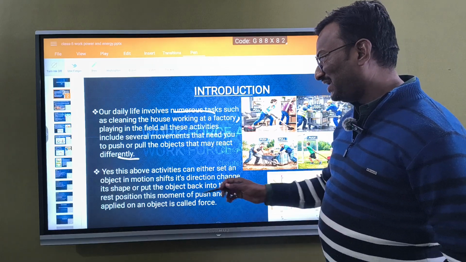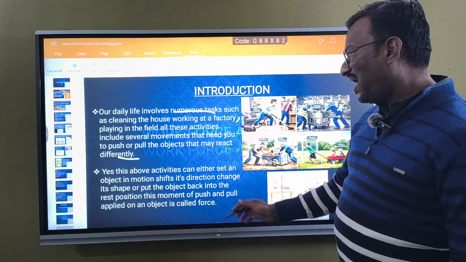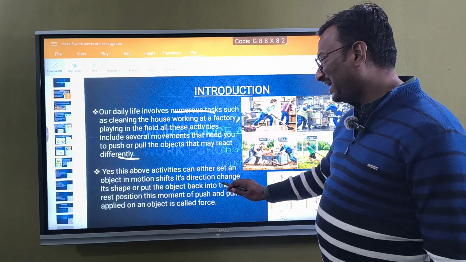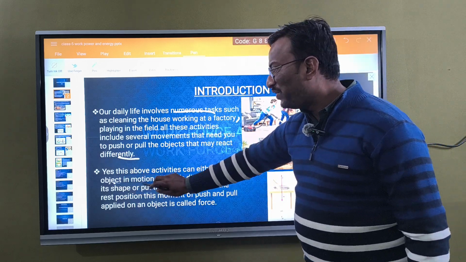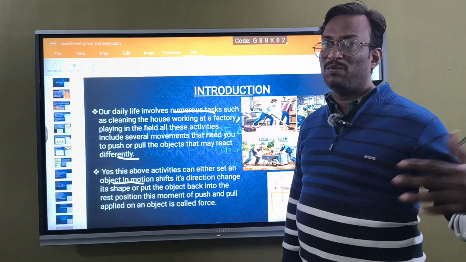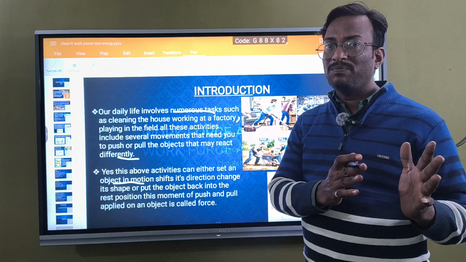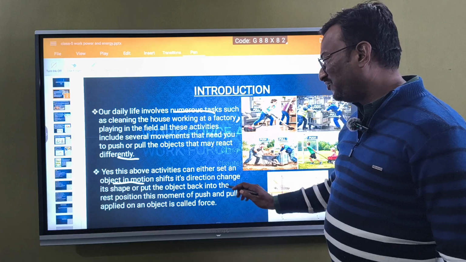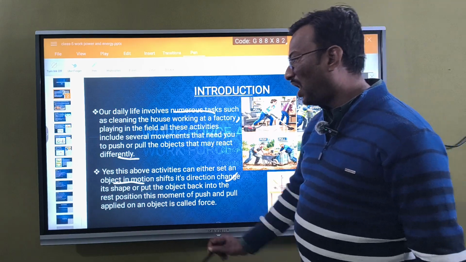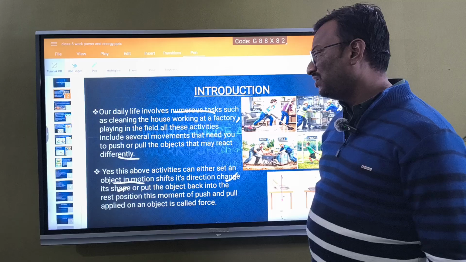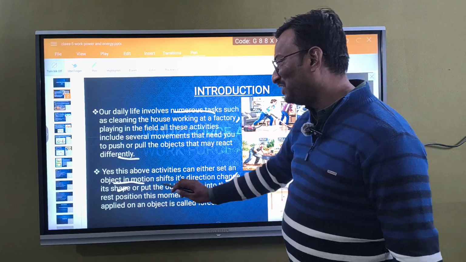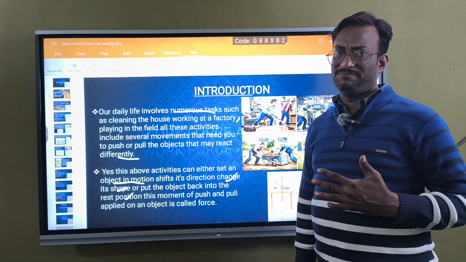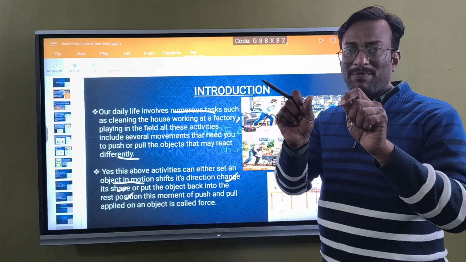In the above activities we can either set an object in motion or shift its direction. So we can make an object which is at rest move, or change its direction. We can change the shape of an object, or put the object back into the rest position. I mean, the moving object can be stopped, or we can change the shape of an object.